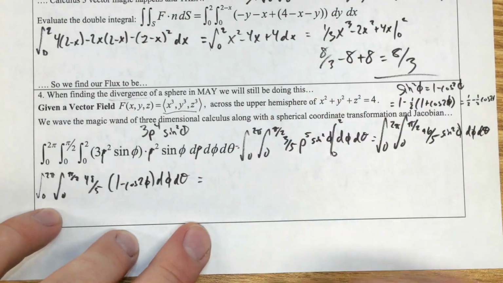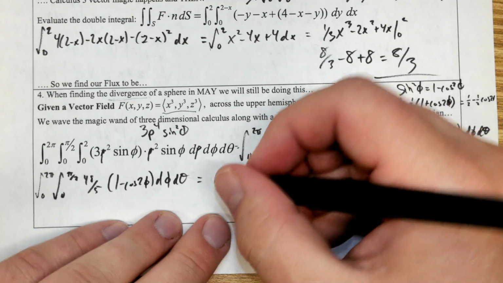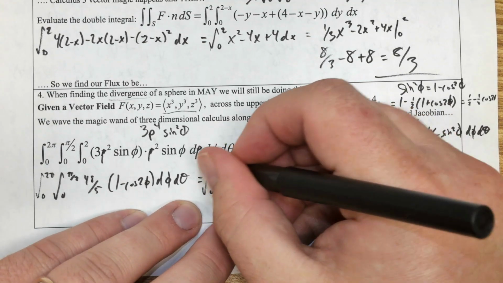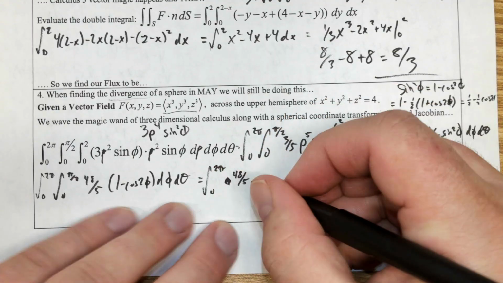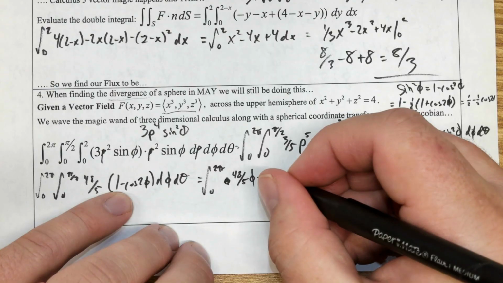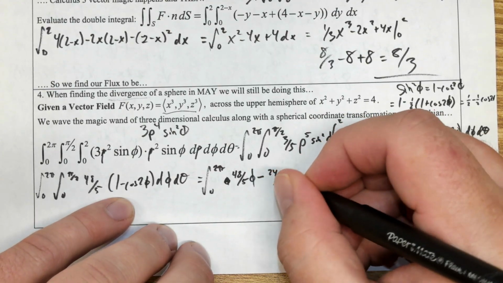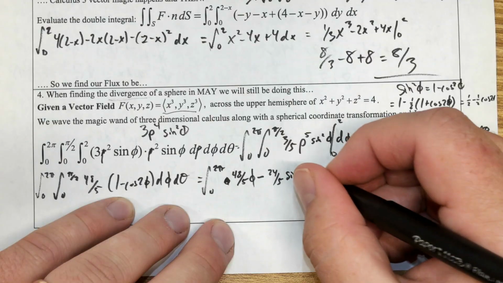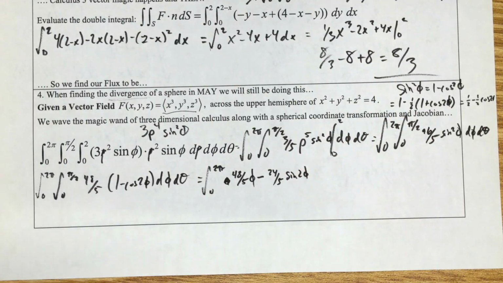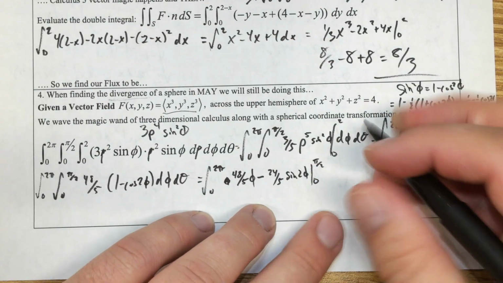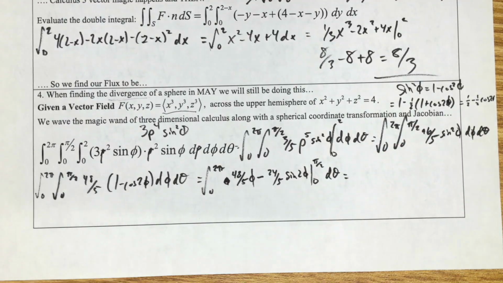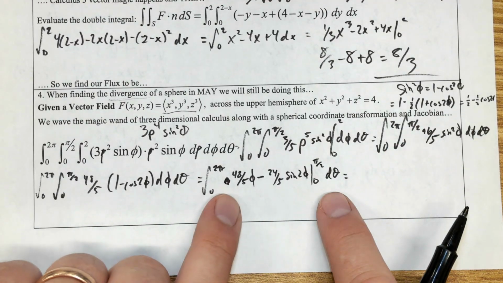When I do, I'm going to get my antiderivative, 48/5 phi minus 24/5 sine 2 phi, because the 1/2 comes out from like an anti-chain rule thing going on here. Evaluated from 0 to pi over 2, d theta. Still keeping on. We're going to make it.